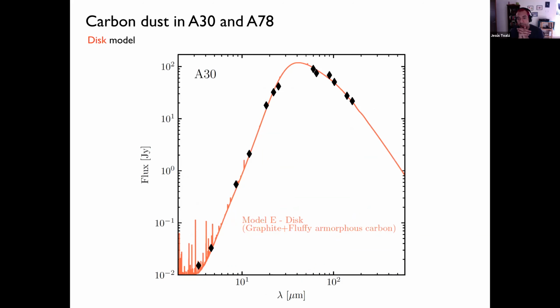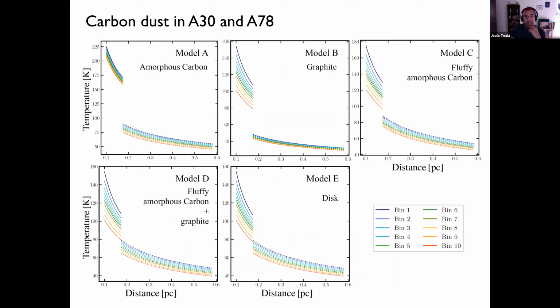So this is our final model. This is a disk that includes graphite and fluffy amorphous carbon, and then the extended outer shell has fluffy amorphous carbon. It does a good job in general, fitting the whole photometry. And here I just compared the different models, the test models and our final model.